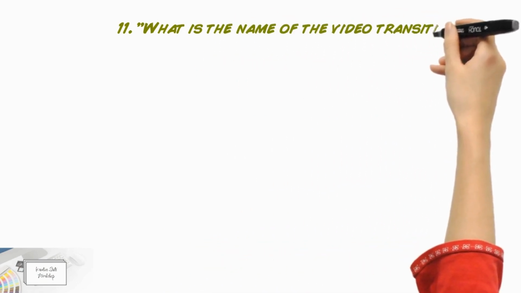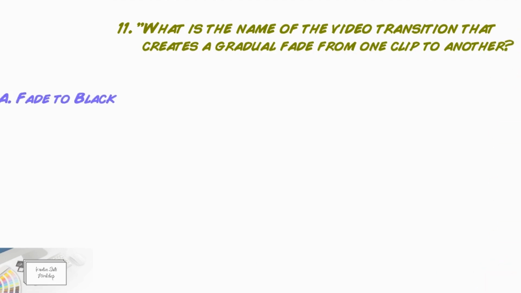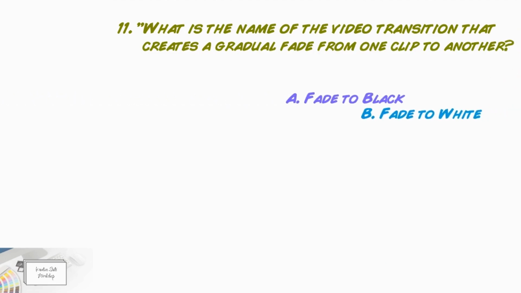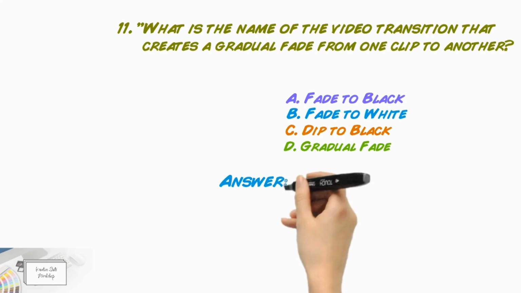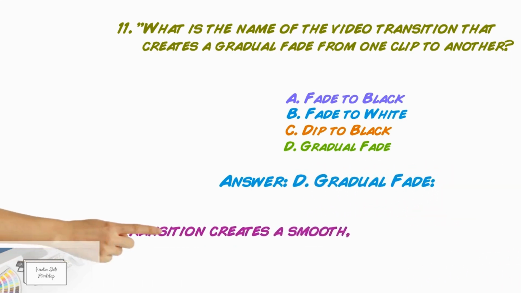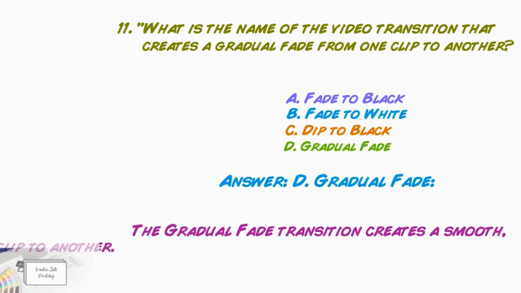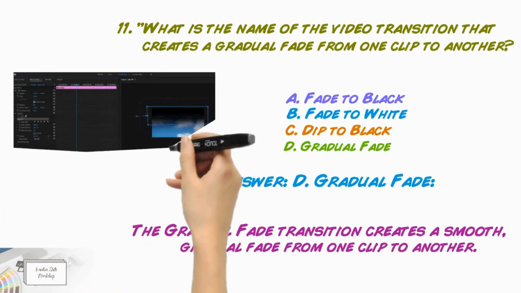Question 11. What is the name of the video transition that creates a gradual fade from one clip to another? A. Fade to black. B. Fade to white. C. Dip to black. D. Gradual fade. Answer: D. Gradual fade. The gradual fade transition creates a smooth gradual fade from one clip to another.